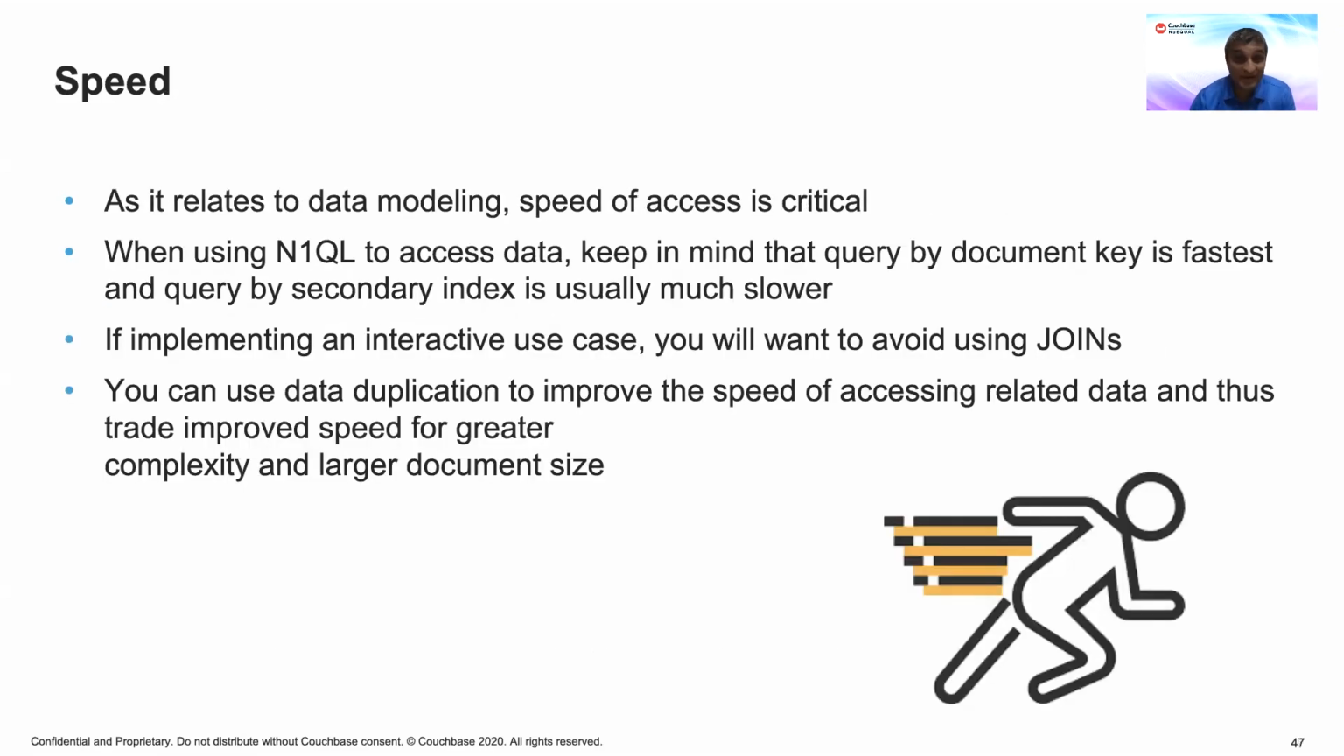And speed of access. As it relates to data modeling, speed of access is critical. So remember, when you're using N1QL, keep in mind that querying by the document key is the fastest way of accessing the data in Couchbase. Querying using secondary indexes is usually slower. Of course, you can fine-tune using appropriate indexes, but there's nothing faster than getting data by the key. So you can use data duplication to improve the speed of accessing related data, and thus trade improved speed for greater complexity and a larger document size.